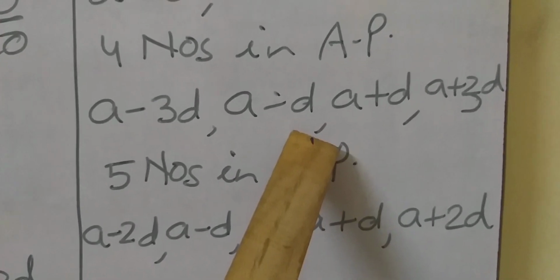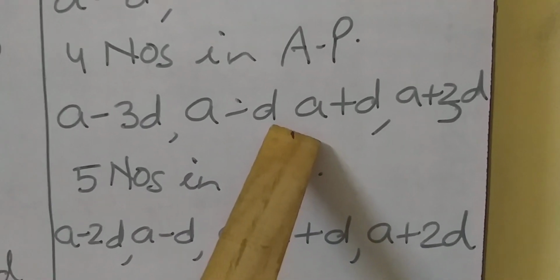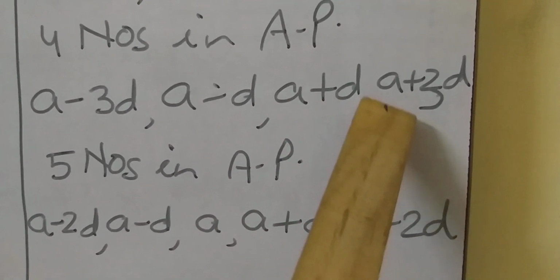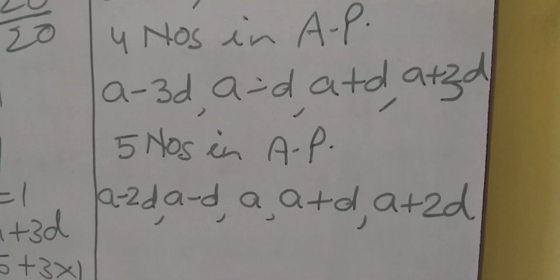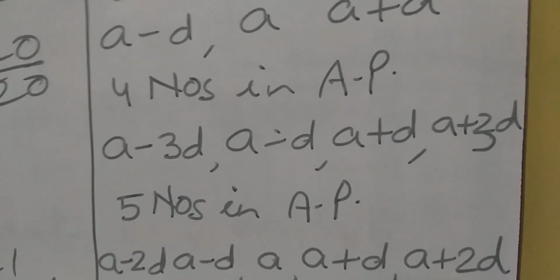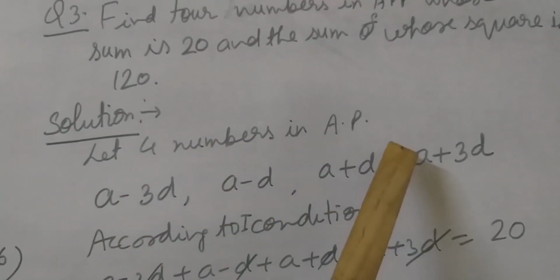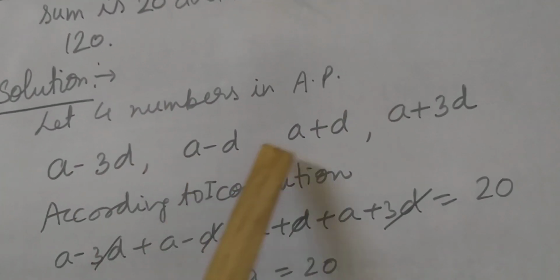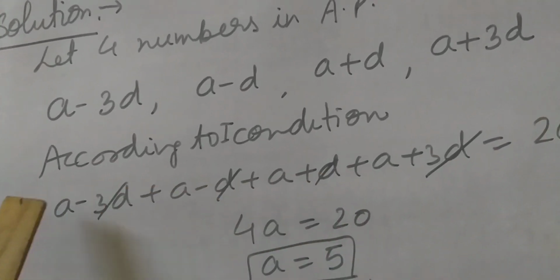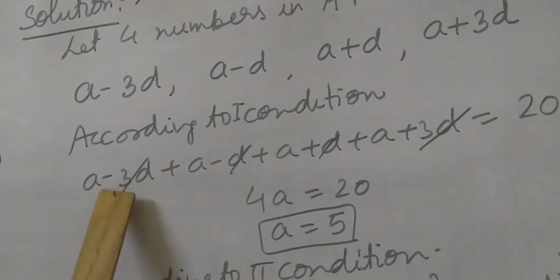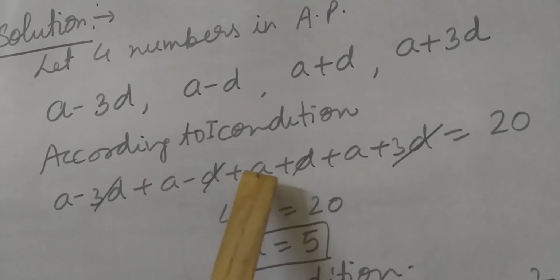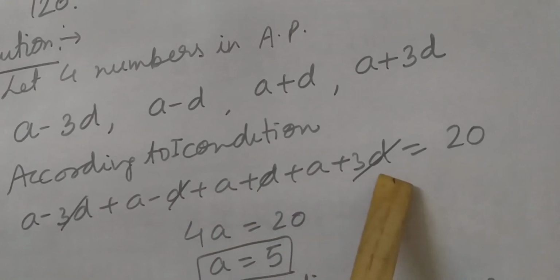Then add 2D again, A minus D plus 2D, A plus D. Then add 2D again, A plus D plus 2D, A plus 3D. This method you have to remember. Okay, students, that's why here, 4 numbers in AP, I have supposed A minus 3D, A minus D, A plus D, A plus 3D. So according to the first condition, we have to add all: A minus 3D, A minus D, A plus D, A plus 3D equals 20.